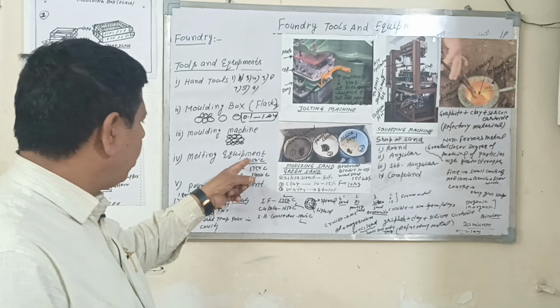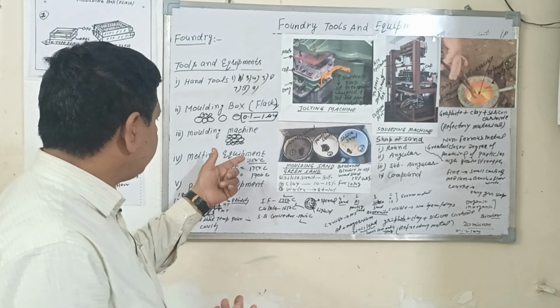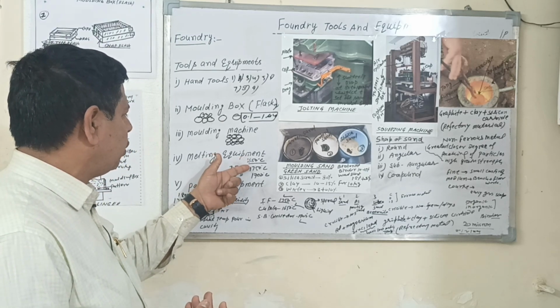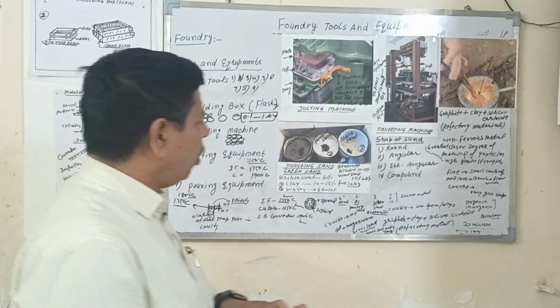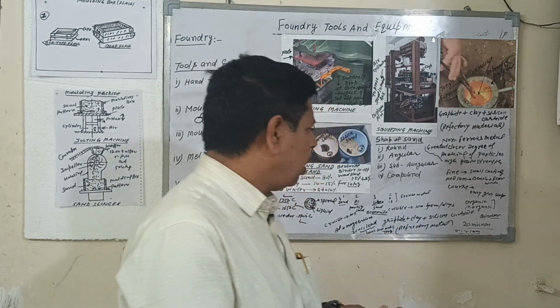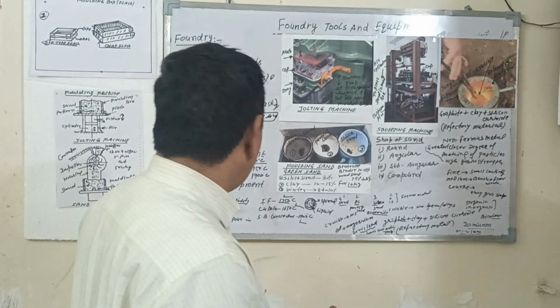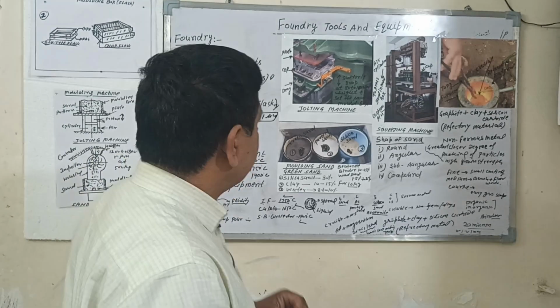In a cupola, induction, or open hearth furnace, ferrous metal is used. In a crucible, non-ferrous metal is used, meaning aluminium, nickel, zinc, or lead. These non-ferrous metals are used in a crucible furnace.